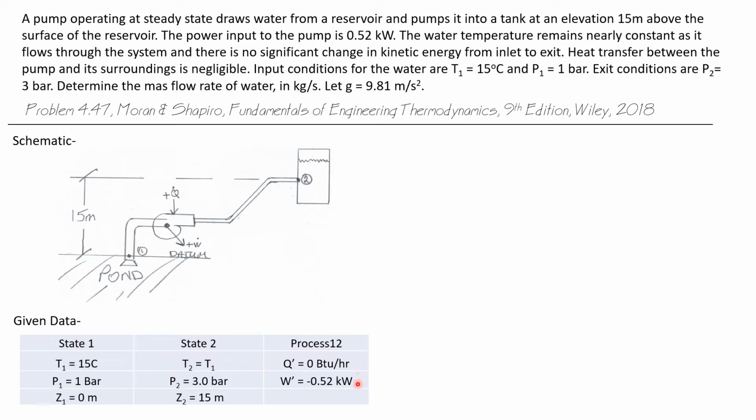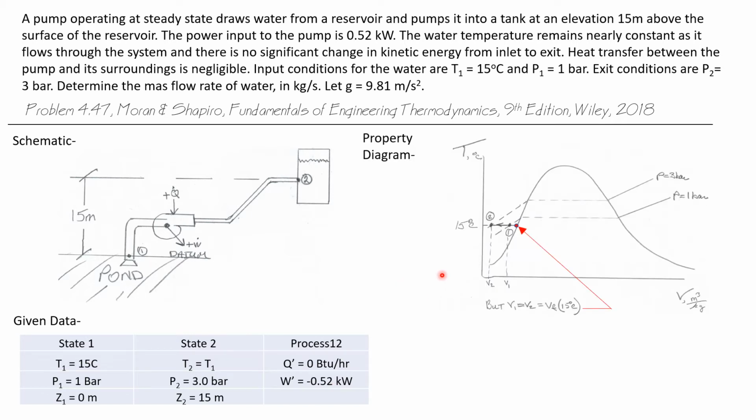We were also given that the work or the power used by the pump is 0.52 kilowatts, which we have to put a negative sign in front of, because work is positive when the system does work on its environment. So if this pump were delivering work to the surroundings, then this would be a positive number. But we know that pumps consume power, and so it's negative 0.52 kilowatts.